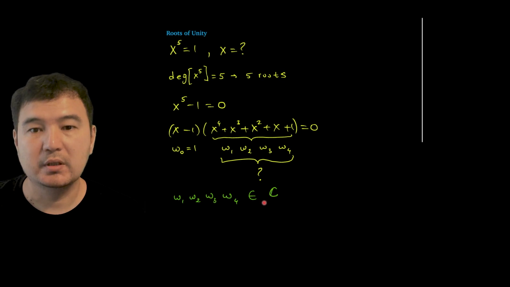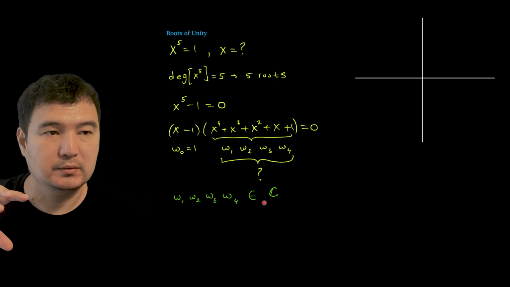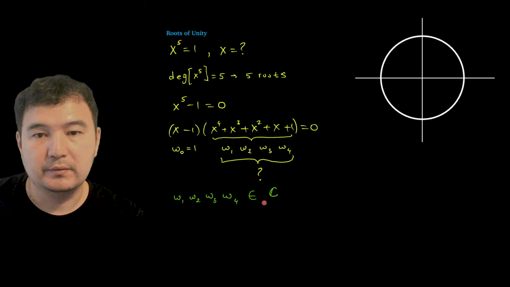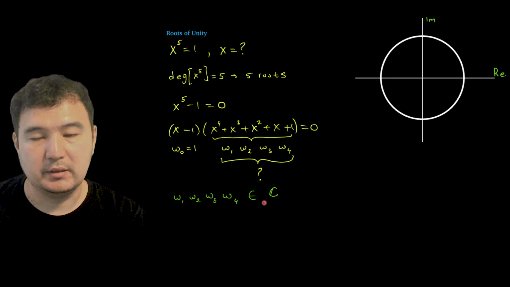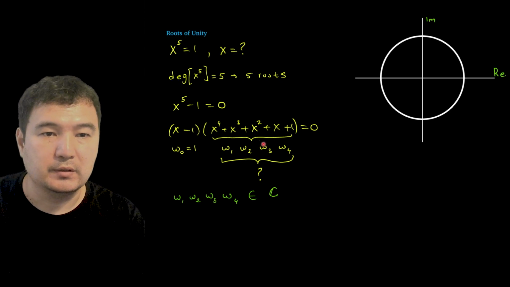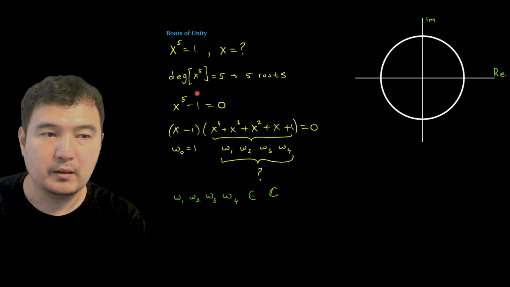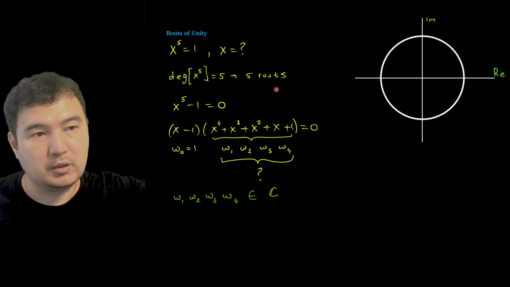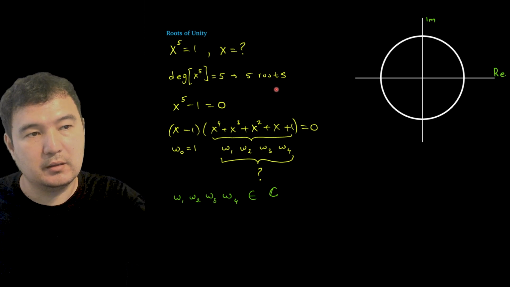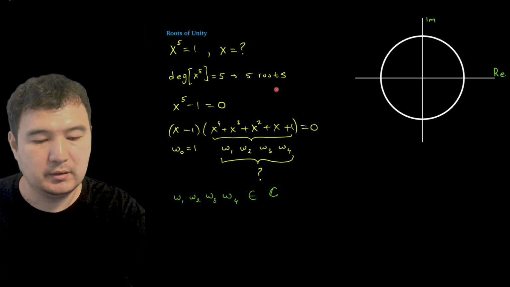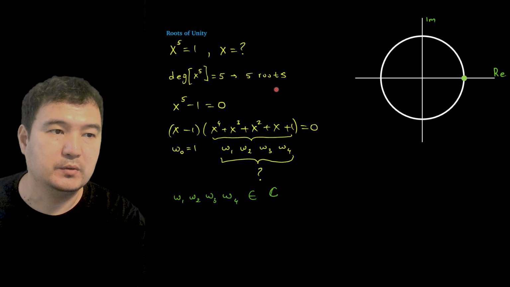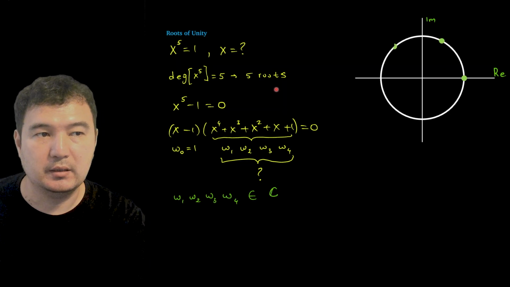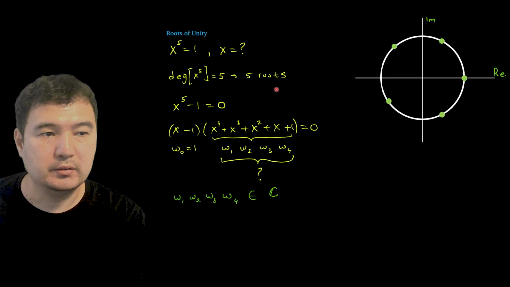So if you plot them in the complex plane, so this is a complex plane, they are all located on the unit circle, so this is real axis and imaginary axis. So the 5 roots of this equation are all located on the unit circle, and they are uniformly distributed along the unit circle. And the first one is obviously here, which is x is equal to 1, and the rest are equally distributed along the circle.